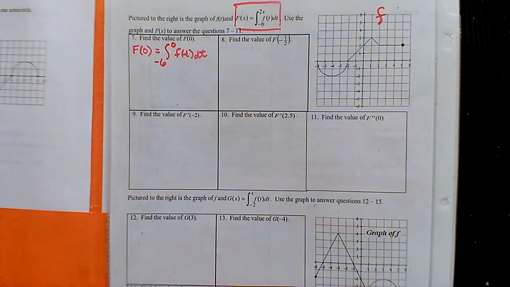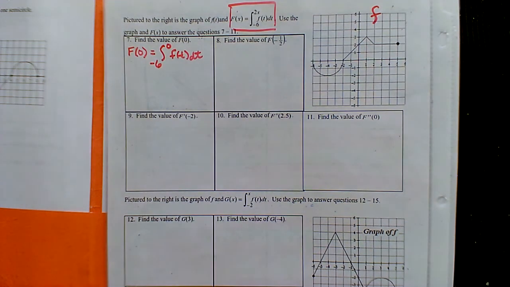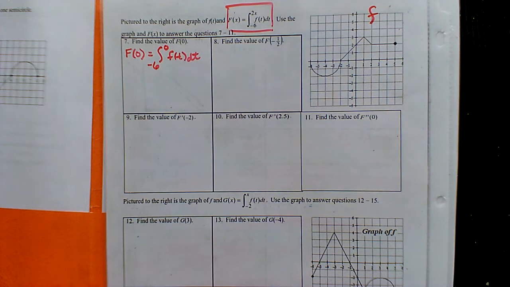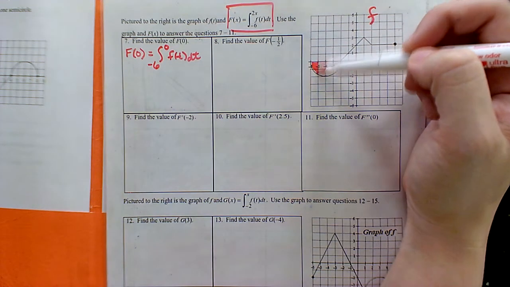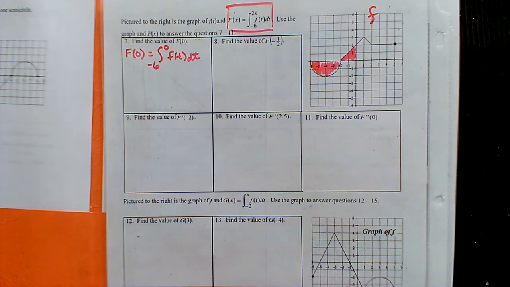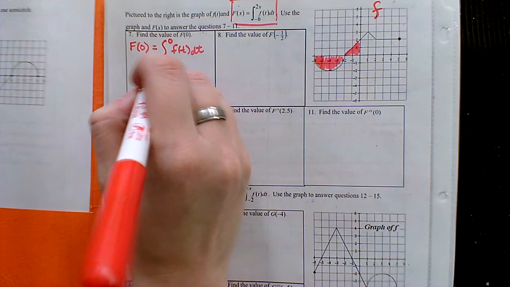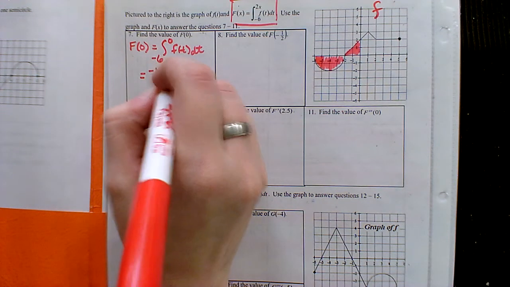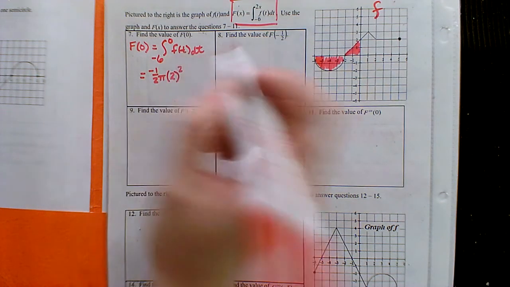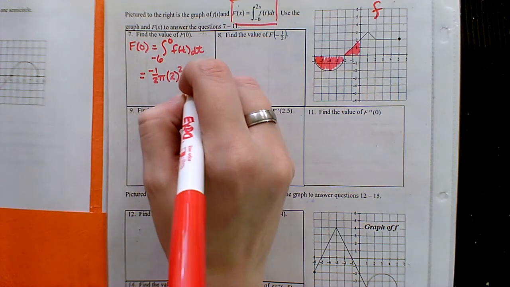Do we have to switch the bounds? No, right? They're in order. So we got to figure out the area under the F graph from -6 to 0, which is basically that semicircle and then the triangle. So the semicircle is negative, it's below the x-axis, and the triangle is positive.